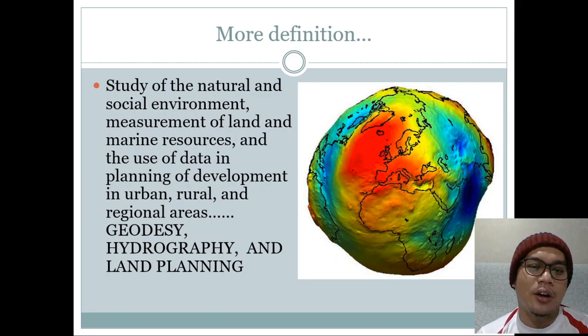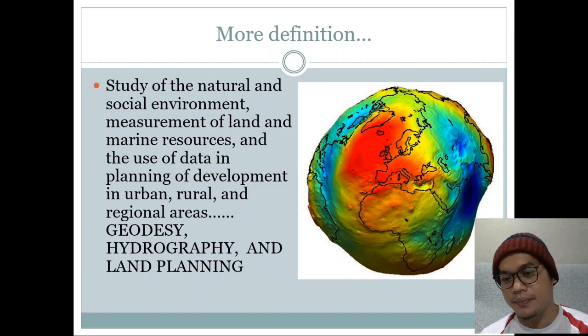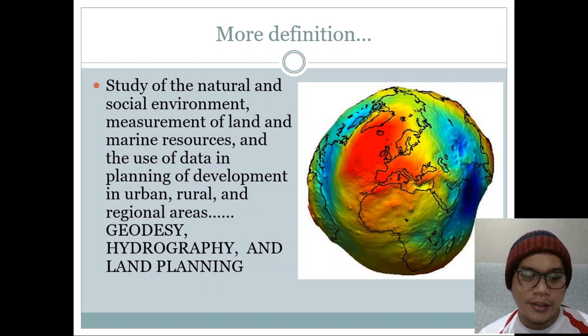Of course, there is the study of the natural and social environment to measure the land and marine resources, and the use of data in planning of development in urban, rural, and regional areas. This is all about geodesy, hydrography, and land use planning, development planning as well. So those surveyors, planners, town planners, urban planners, as well as social planners, they also use GIS in order for them to keep and to analyze the data.